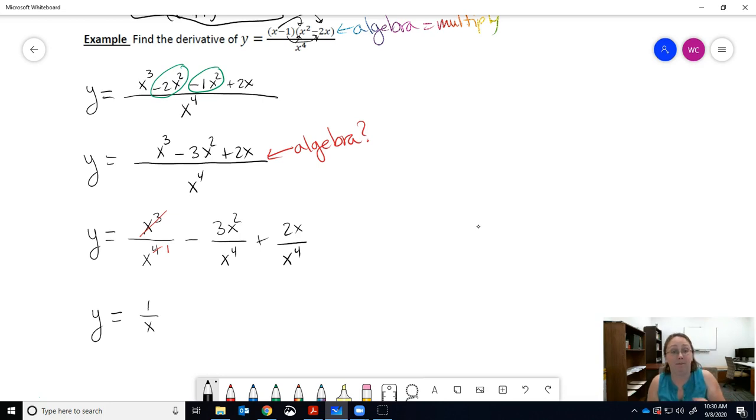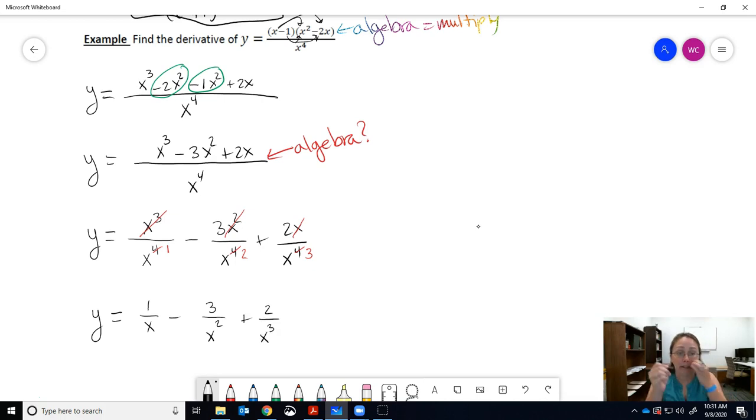That's simplified a lot. The second term, we have x squared. We can cancel 2 of them from the denominator. So we'd have minus 3 over x squared. In the last one, we can cancel 1 x from up top and 1 x from down below. So we would have plus 2 over x to the third.